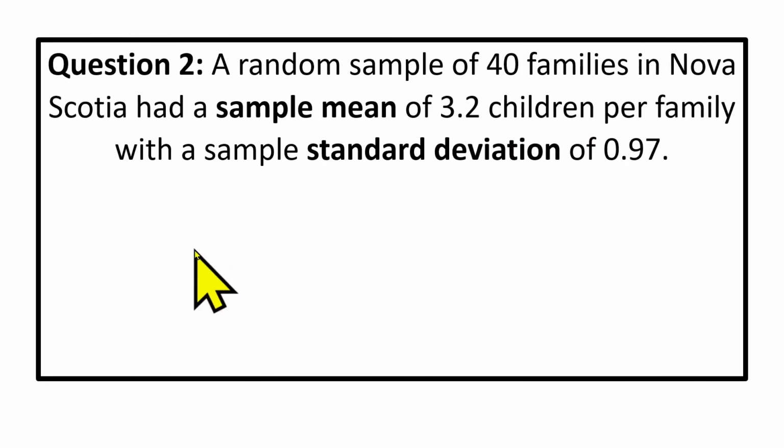Okay, so question 2. A random sample of 40 families in Nova Scotia had a sample mean of 3.2 children per family with a sample standard deviation of 0.97 children per family. Here I'm emphasizing that both of these numbers come from the sample. So we do not know what the population standard deviation is. So what does that tell us? We cannot use a Z statistic. We have to use a T statistic.